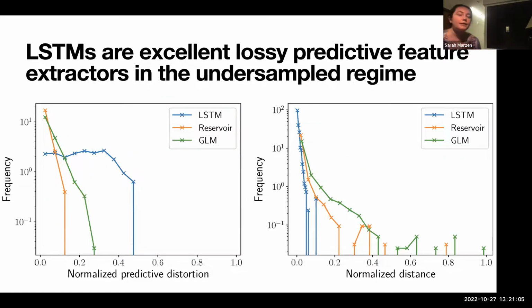And what you see here is that on the normalized predictive distortion, the LSTMs are actually not doing so hot. If you look over the survey of all the epsilon machines, the GLMs and the reservoirs are beating the LSTMs, but the LSTMs are fantastic at efficiently predicting. So they are close to that line, but they are not actually maxing out the predictive power.